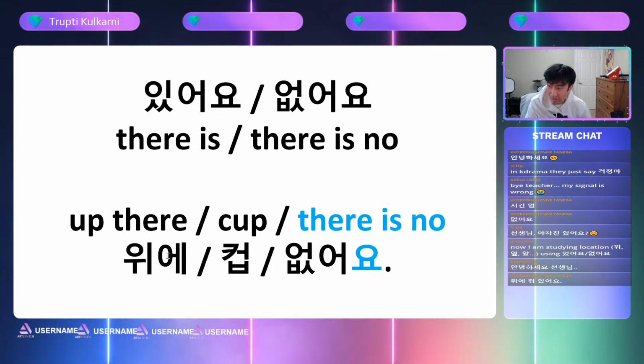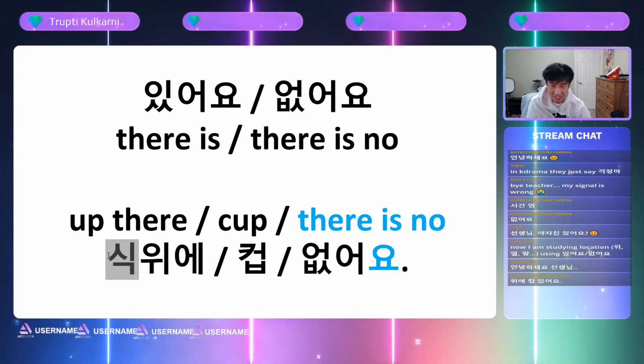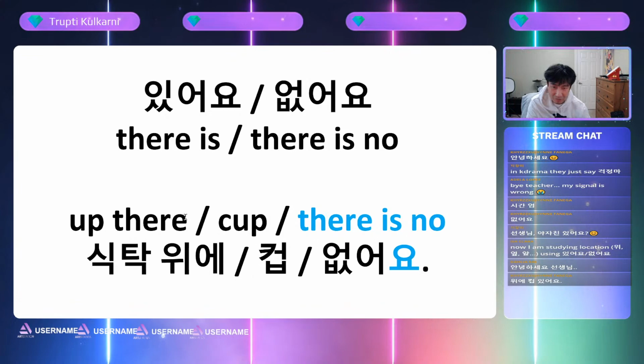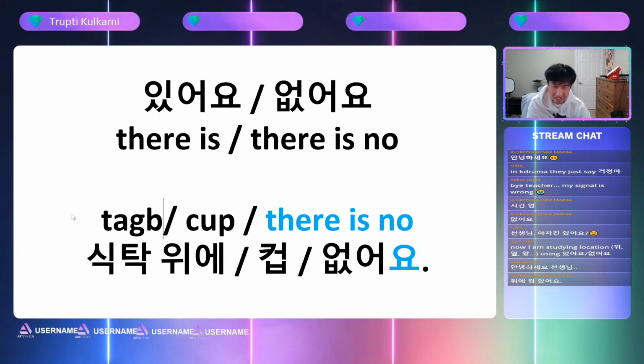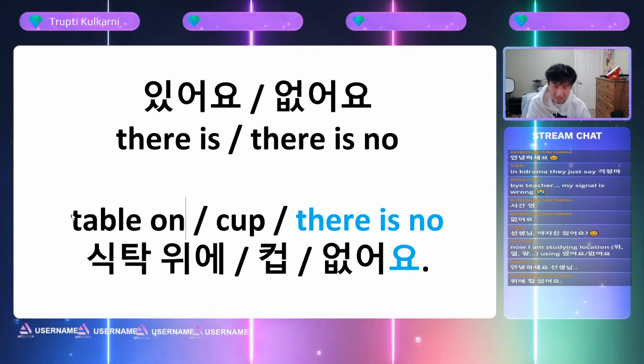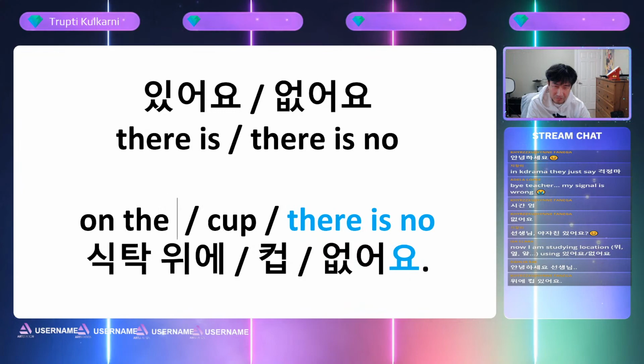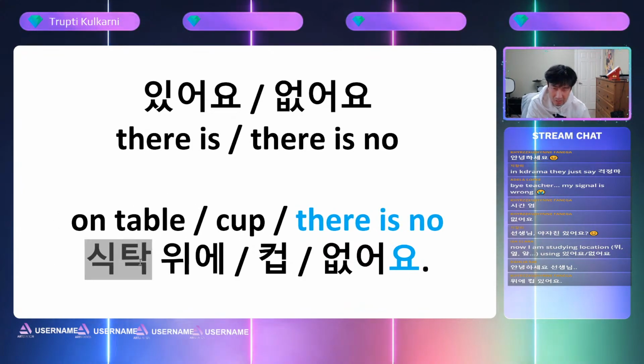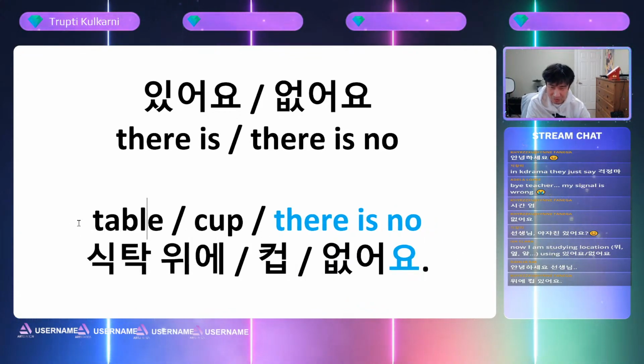Yeah, exactly. 위에 컵 있어요. There's a cup up there, there's a cup on top of something. It's very hard to directly translate this. But what if you want to say it's up there on the table? 식탁. 식탁 위에 is like table on. It's kind of confusing. It's like on the table. So it's like table on, cup, there is no. Well, what a confusing word order.